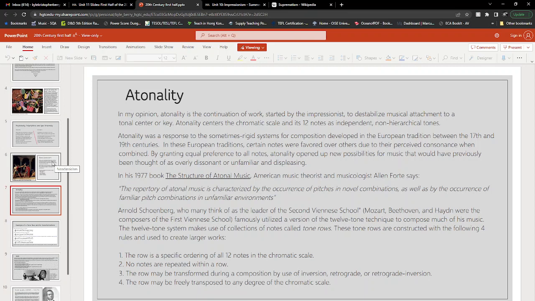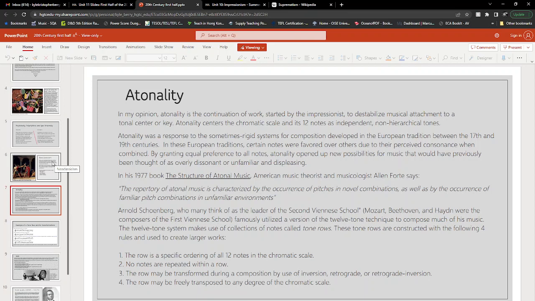The first Viennese school was Mozart, Beethoven, Haydn. They were around Vienna during the classical period and early Romantic period, and so we call them, like their style of composing, composers of the first Viennese school. The second Viennese school was Schoenberg and many of his students.